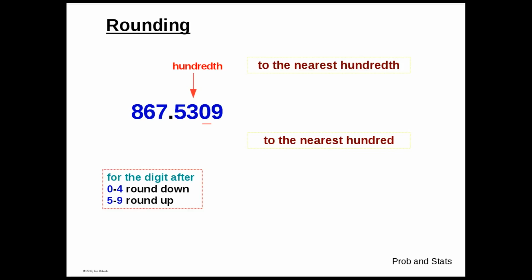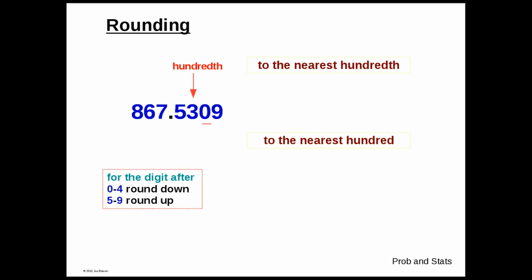If that digit is a 0 through 4, that is 0, 1, 2, 3, or 4, I would round that number down to the closest value, which means I would just eliminate the parts of the decimal that come after the 3. If that digit is a 5 through 9, 5, 6, 7, 8, or 9, I would round up to the next highest value for the digits in the place value that I'm rounding the precision to.